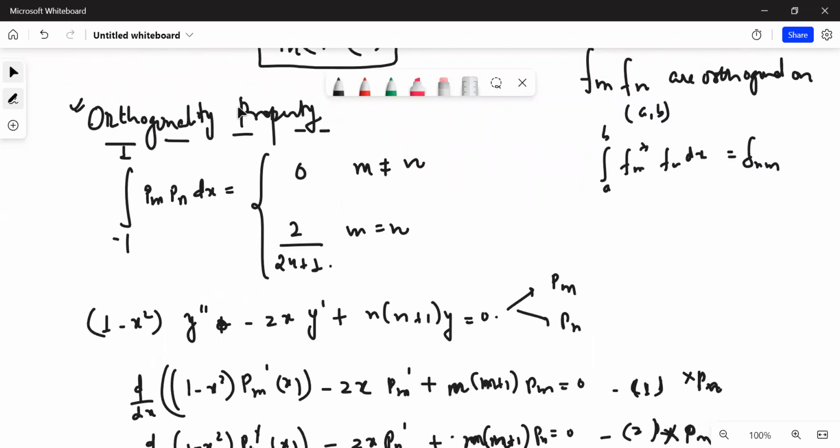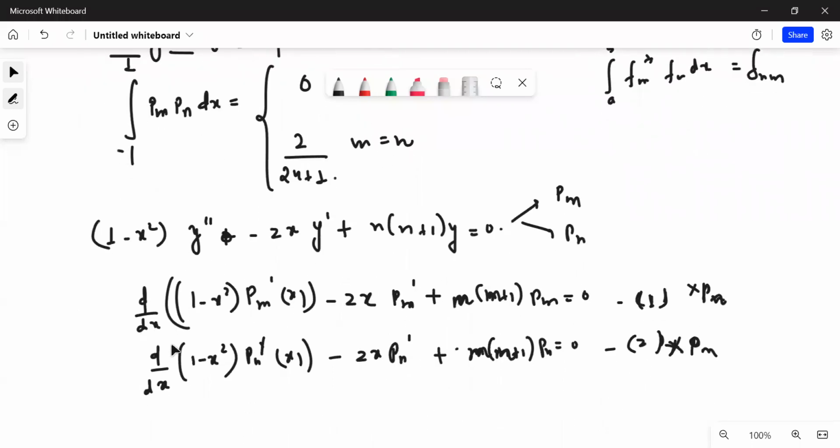So orthogonality properties: if you have Legendre's polynomials Pm and Pn, and if I want to integrate them from -1 to 1, Pm(x) Pn(x) dx from -1 to 1, it is equal to 0 if m is not equal to n. If m is equal to n, then this comes out to be 2 upon 2n plus 1. This is the Legendre's differential equation. So if Pm(x) and Pn(x) are the solutions for it, they must satisfy this differential equation. I made a mistake somewhere, I don't know.